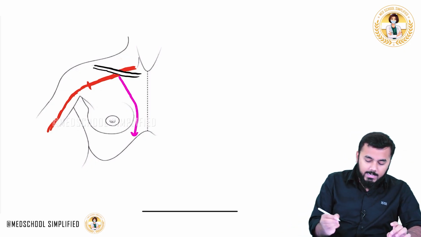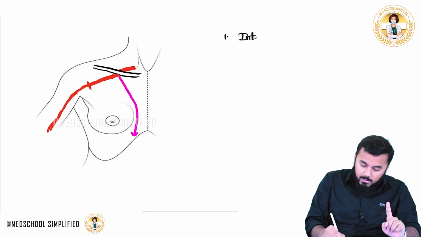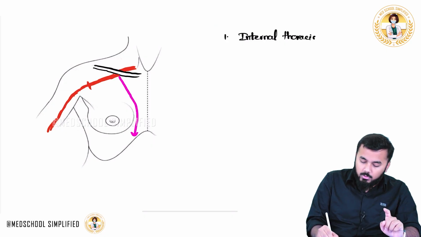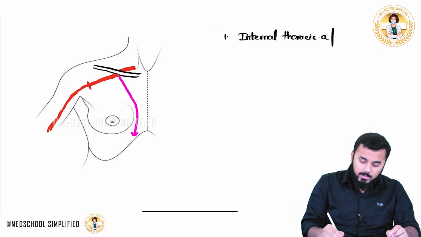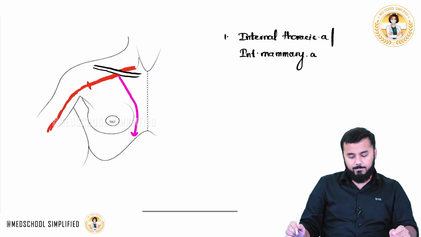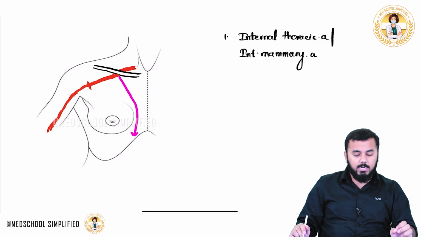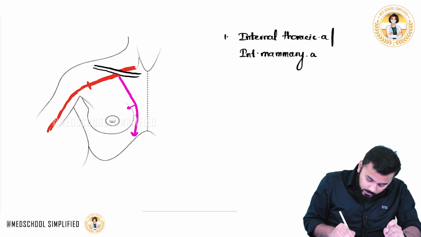This is called the internal thoracic artery. The first artery is the internal thoracic artery. The other name which you give for this internal thoracic artery is the internal mammary artery. Now this internal mammary artery will give out a few branches that supply the breast in this way.